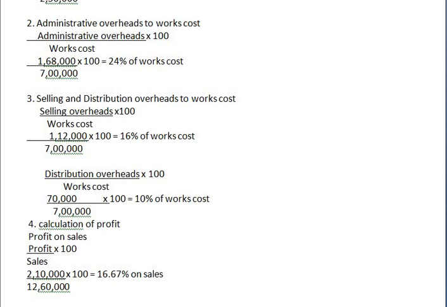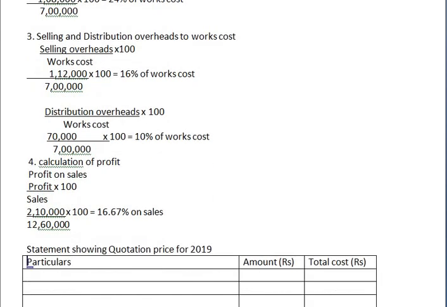Now we will prepare the estimated cost sheet, or we have to find out the quotation price. For that we need to prepare the estimated cost sheet. Okay, so write down the statement showing quotation price for the year 2019, with particulars, amount and total cost. Okay, yes. Now go through the problem.